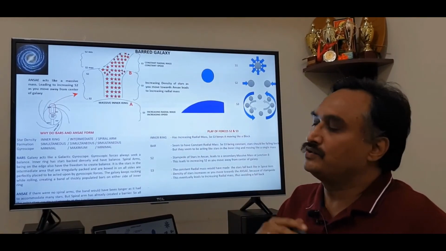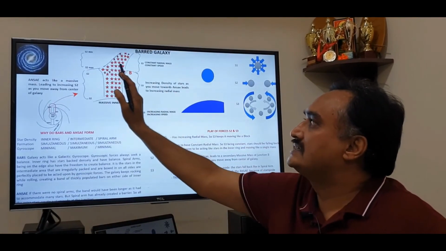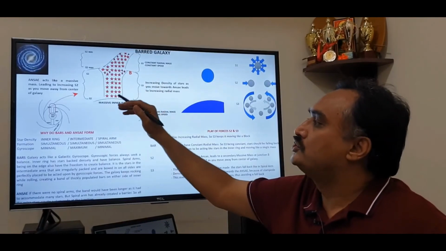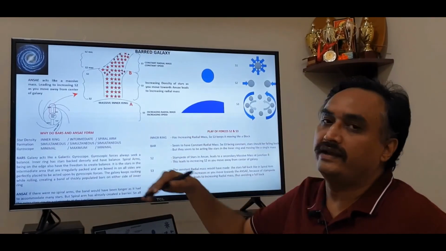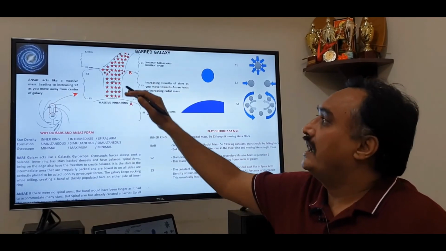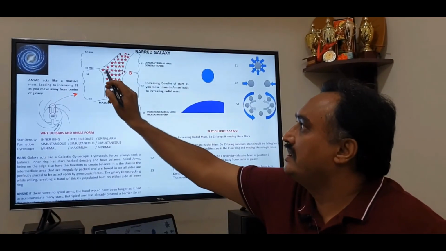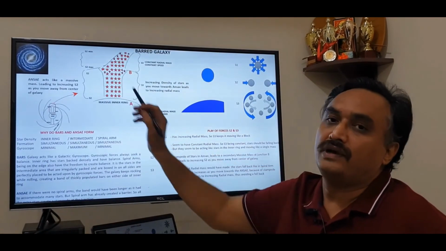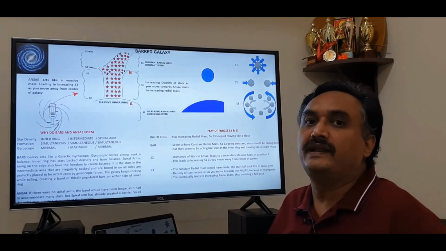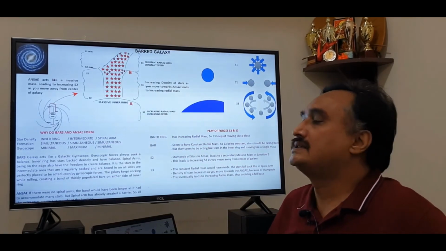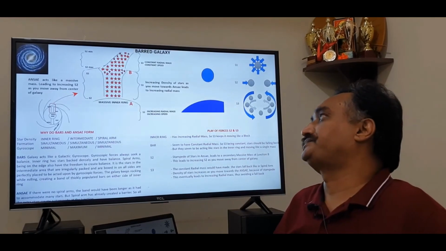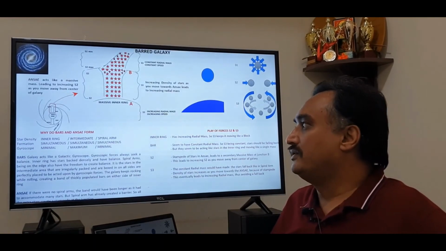And when that happens over a period of time, all these stars have to choose a side, between here and there, and then achieve a balance. And when that is happening, you would see the formation of a band of stars which is thickly populated, which we call a bar. That is about the formation of bars.